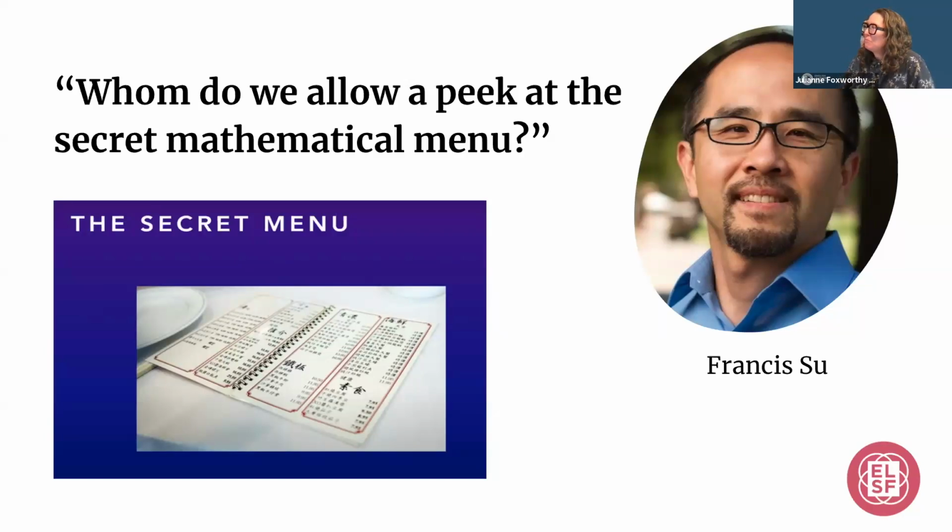And similarly, what's that secret menu of mathematics? Francis Su talks about a handful of assumptions that we make as educators around who gets to see that secret mathematical menu. And one is that I can make judgments about your math aptitude based on some other non-academic characteristic, the way you dress, your ethnicity, your language skills. And that, of course, is completely flawed, right? We know that people from all over the world and all different kinds of backgrounds, that every human being can learn mathematics.